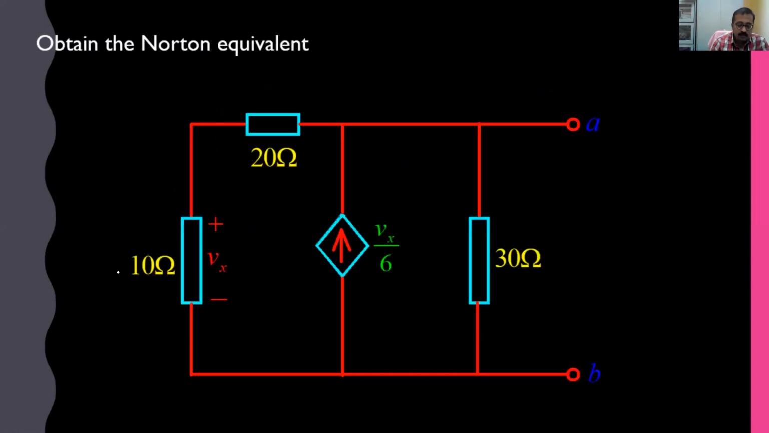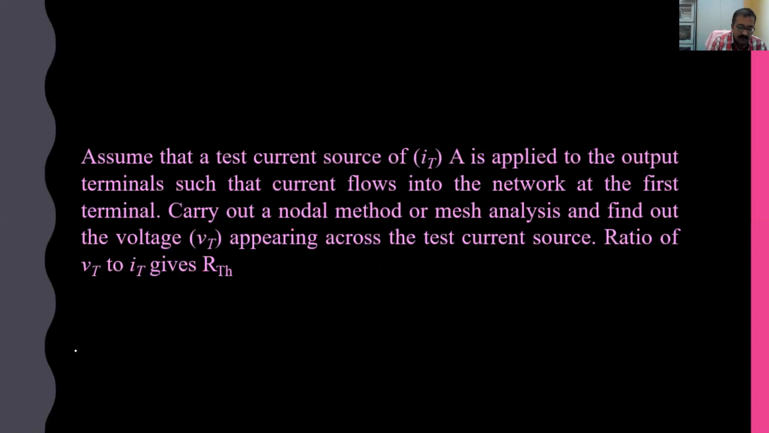Moving on, obtain the Norton equivalent. So how to find this? Here we do not have any independent sources. That means your Norton equivalent will not consist of any current source. Instead, it will simply comprise a Norton resistance or a Norton impedance. So what next? How to solve this?